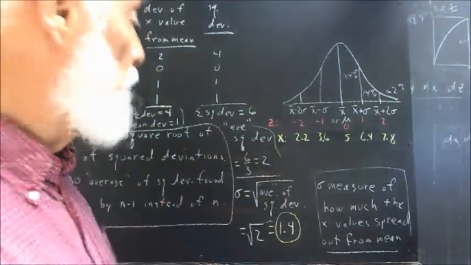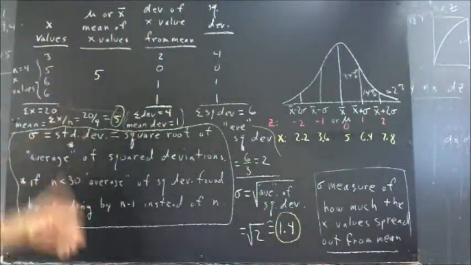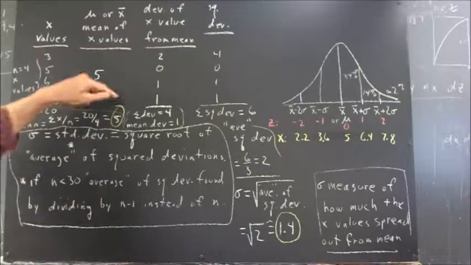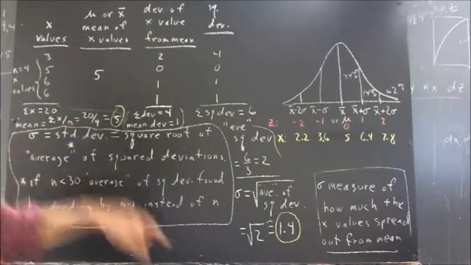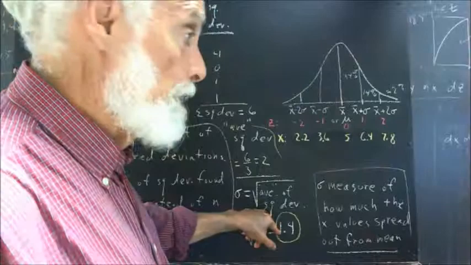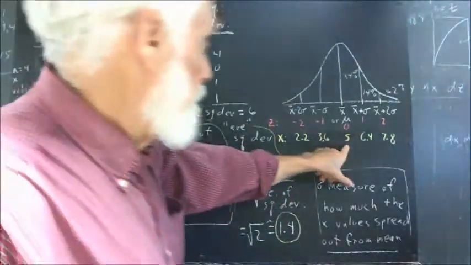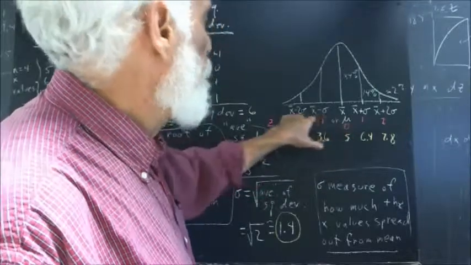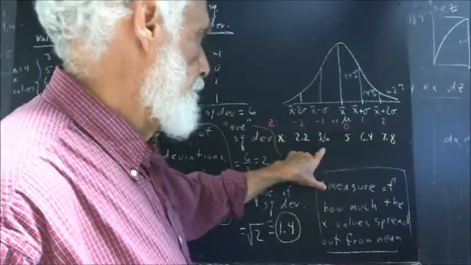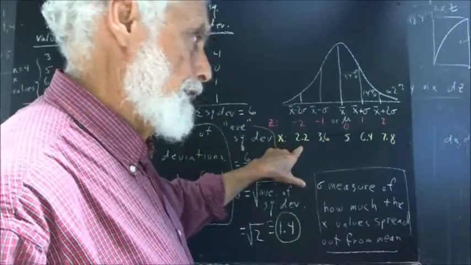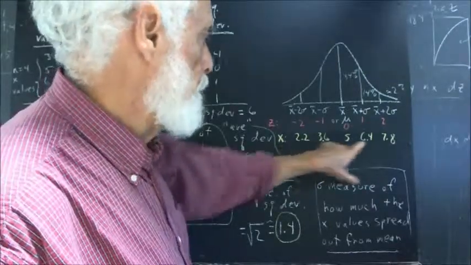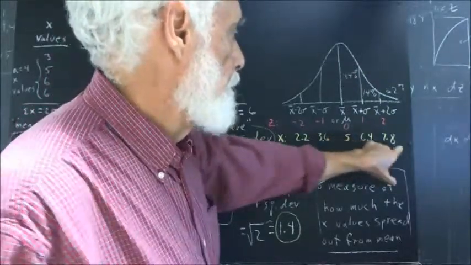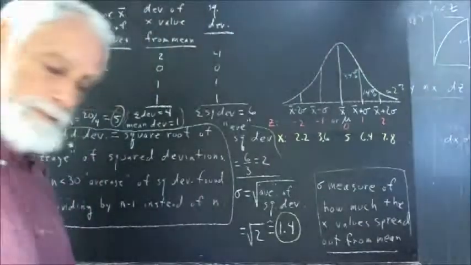The corresponding x values for the distribution that we just calculated, where we have a mean of 5 and a standard deviation of 1.4: the mean is 5, standard deviation is 1.4, so if we move 1 standard deviation to the left, we're at 3.6. 1 standard deviation to the left of that is 2.2. Go to the right, we get 6.4, 7.8.